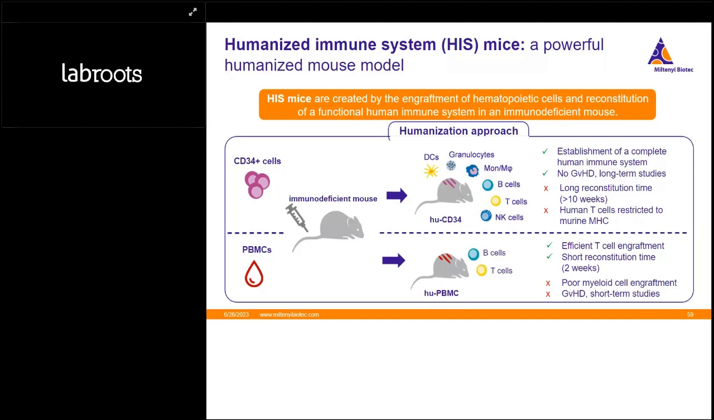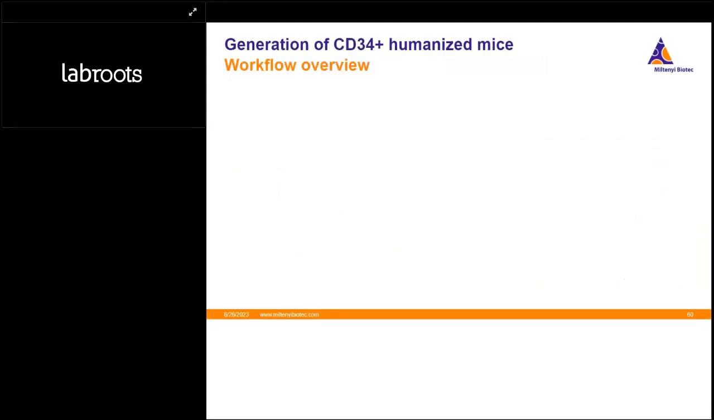Of course, our focus today is on the first one, which is using the hematopoietic stem cell to develop the model. Again, the idea is very simple. You use the CD34 plus cell isolation tools that we introduced here today for magnetic cell separation.